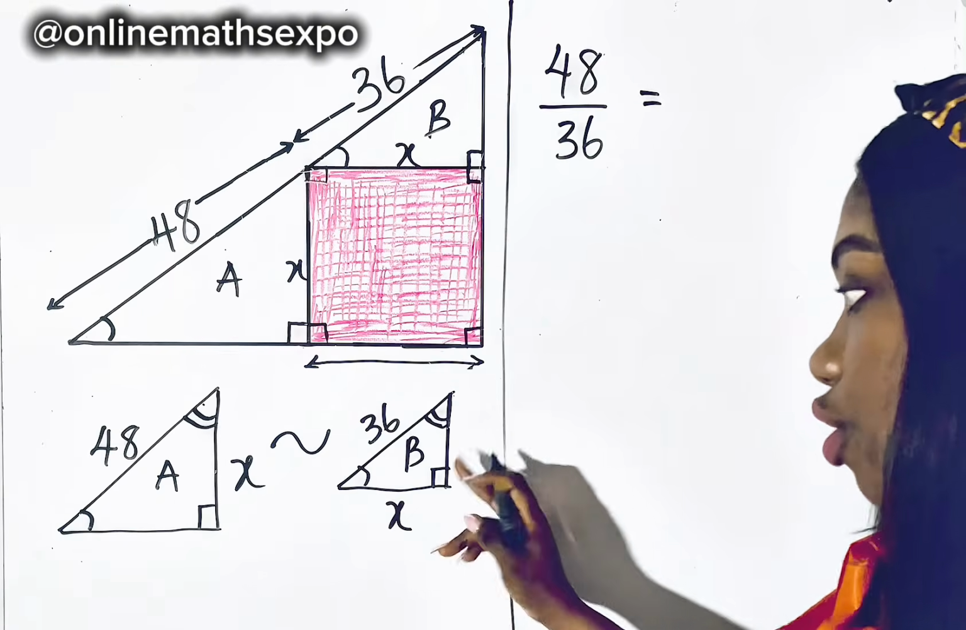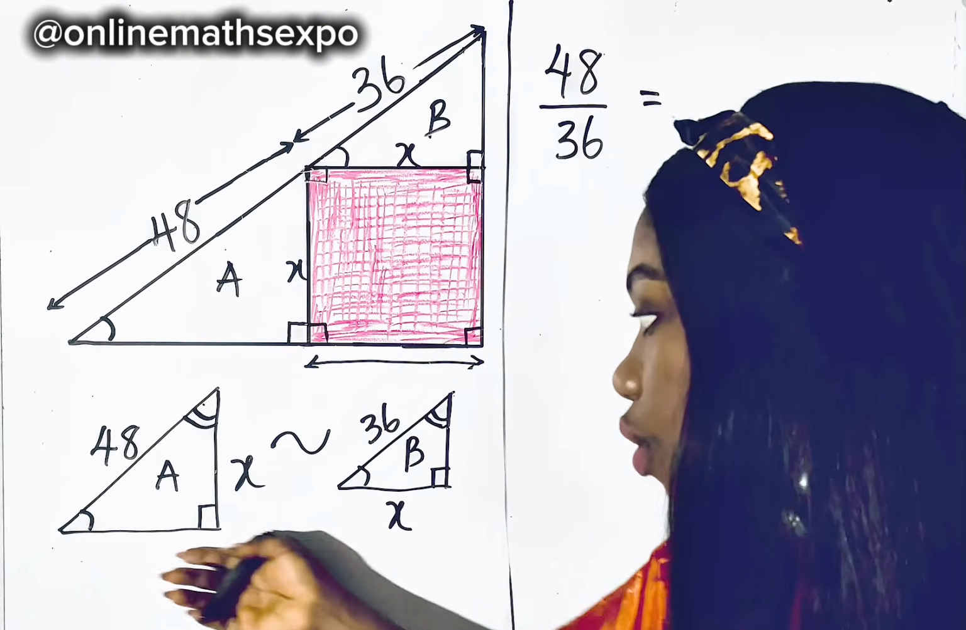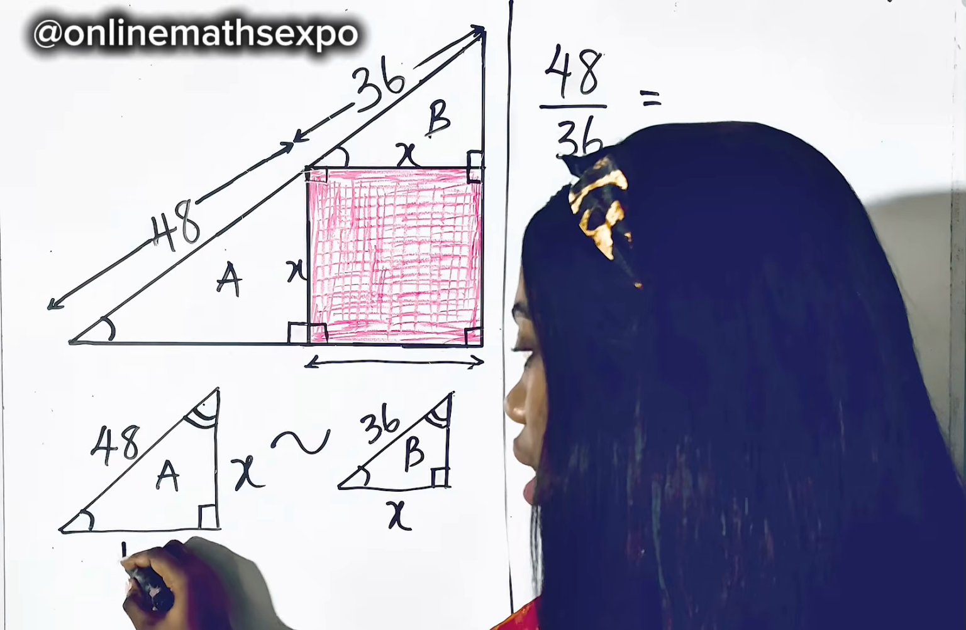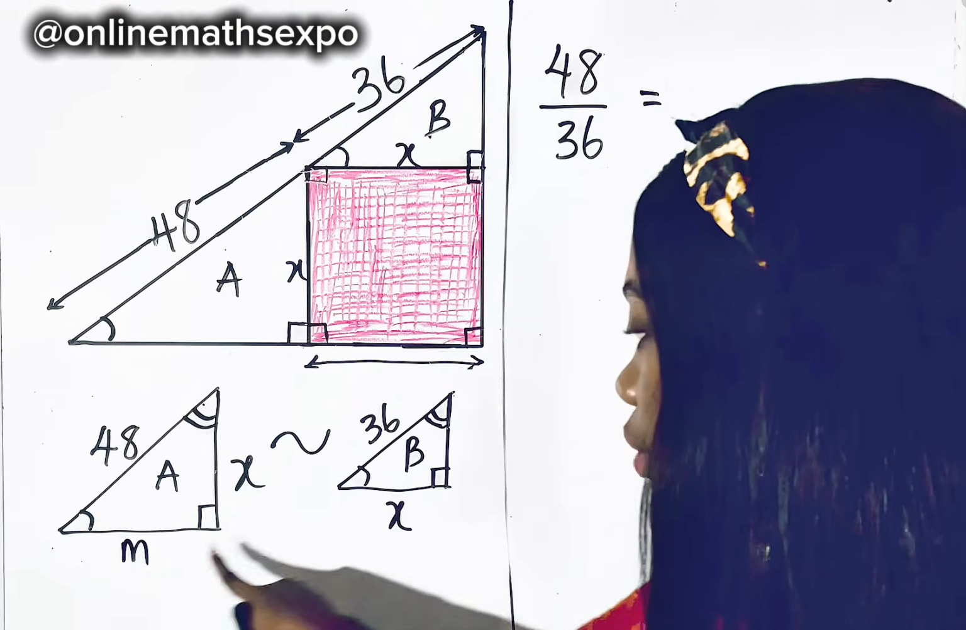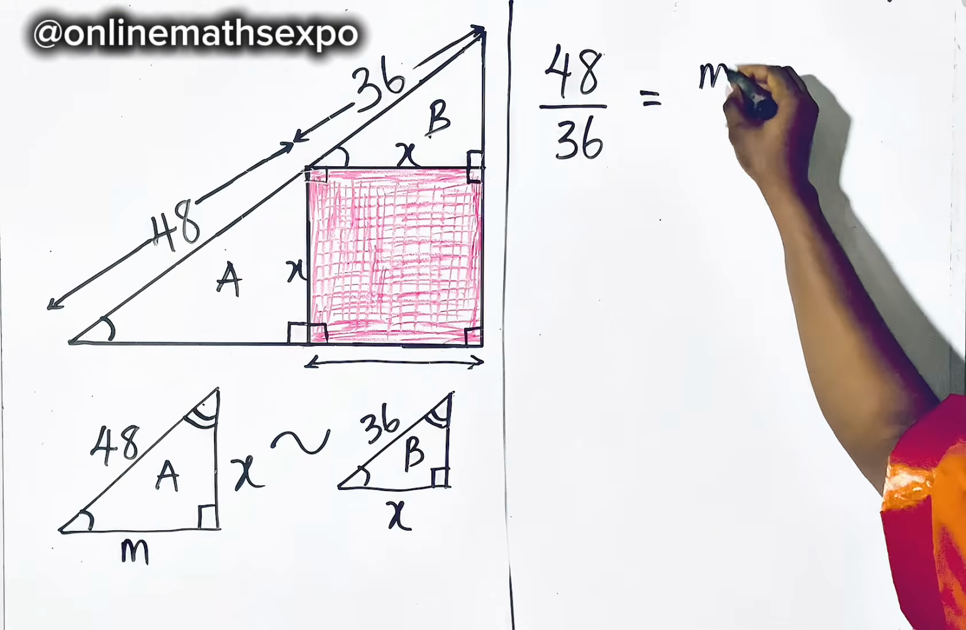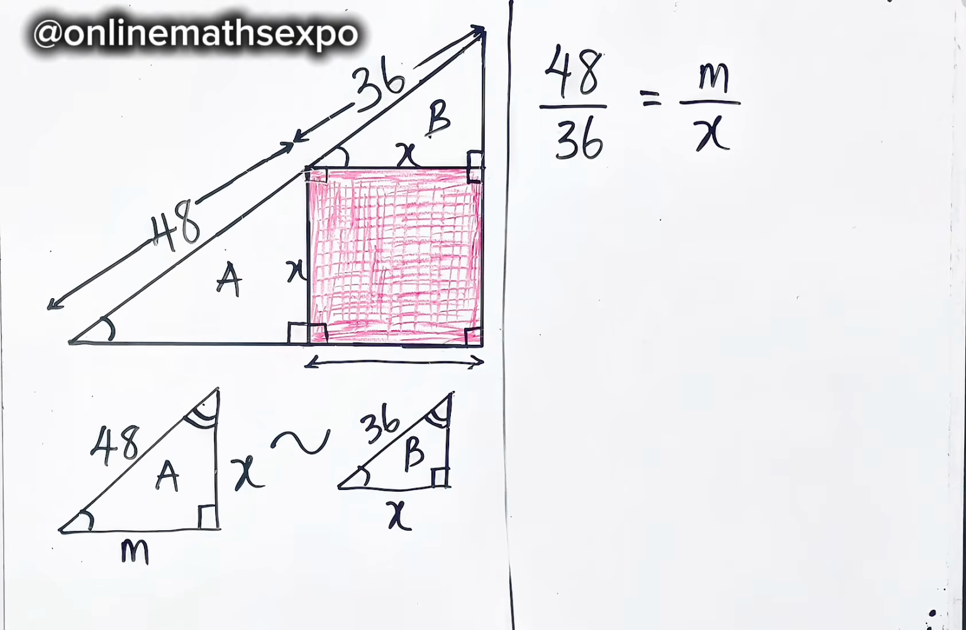Or this over this. So you're free to use any one. Let's go with this part. Let's label this part m. It means that 48 over 36 should be equal to m over this x. So we're going to have m over x. Now what should we do here?